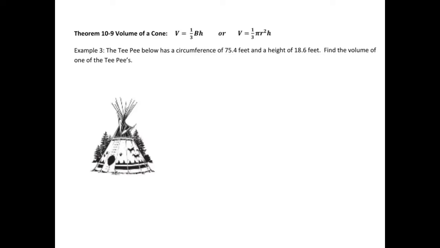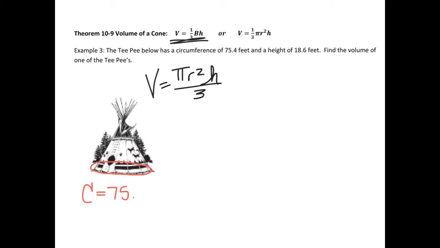Now let's look at the volume of a cone. Same formula. Volume equals 1/3 times the area of the base times the height. However, let's talk about what the base is of a cone. The base is a circle. So really the formula is pi r squared, area of my circle, times the height, all over 3. So the teepee below has a circumference, this measure right here, of 75.4 feet, and it has a height of 18.6 feet.